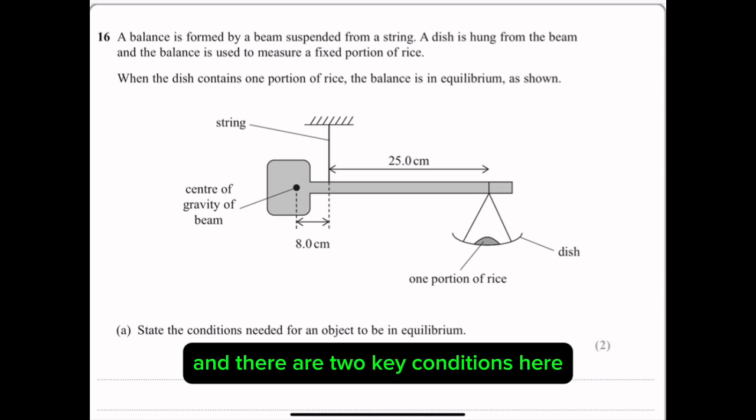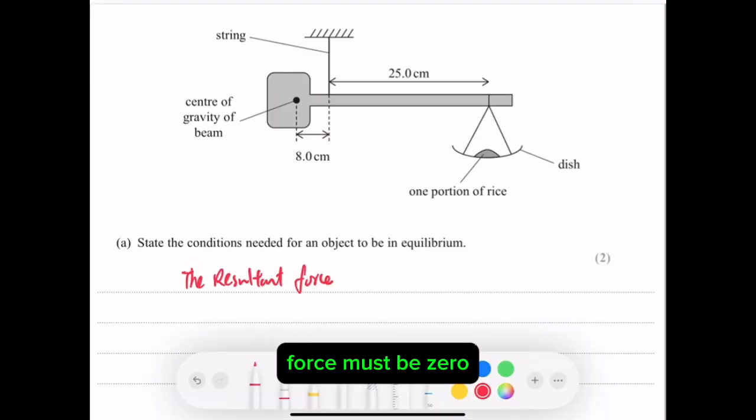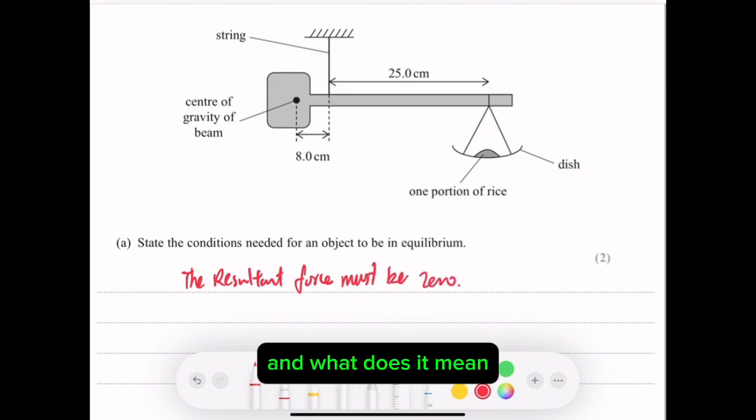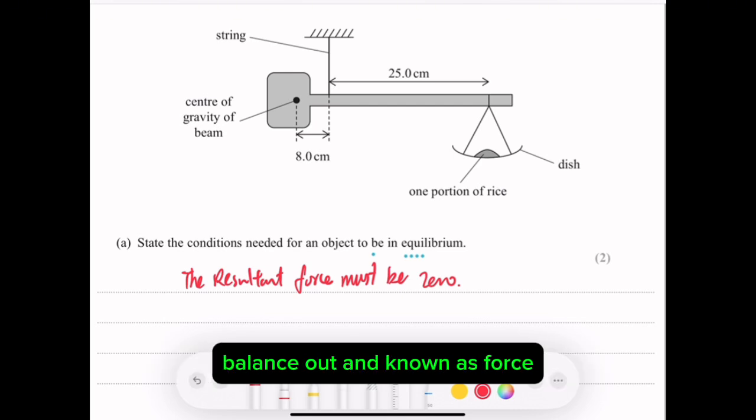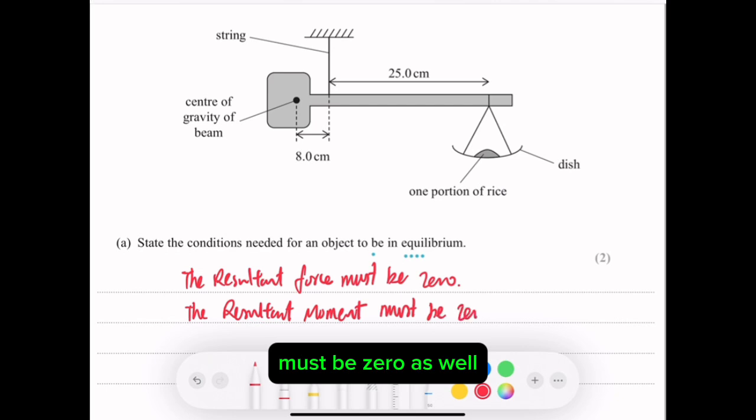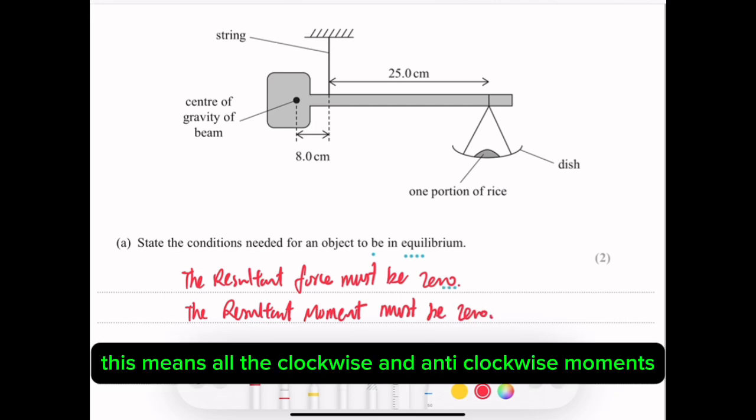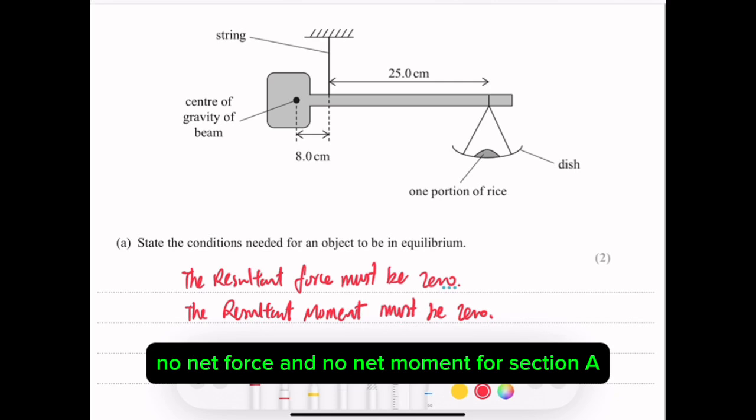And there are two key conditions here. Firstly, the resultant force must be zero. And what does it mean? This means all the forces acting on the object balance out and there is no net force. For the second point, the resultant moment must be zero as well. This means that all the clockwise and anti-clockwise moments about any point are equal. So to sum up, no net force and no net moment for section A.